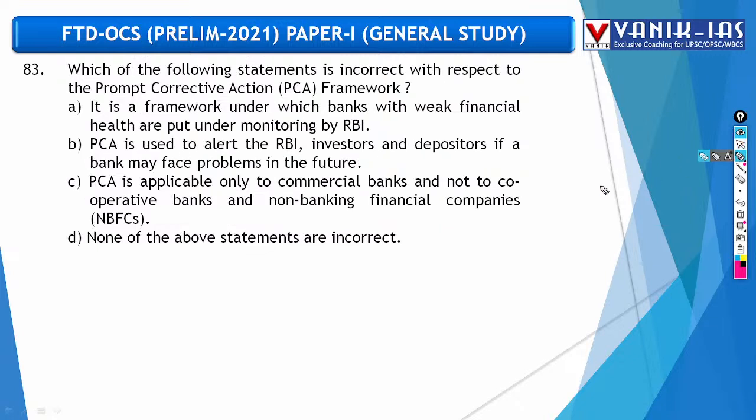Which of the following statements is incorrect with respect to the prompt corrective action framework? PCA is applicable only to commercial banks and not to the cooperative banks. The question is what is incorrect. It is a framework under which banks with weak financial health are put under monitoring by the RBI. For example, if NPA increases, suppose non-performing assets become more than 12%, then the health of the bank is not fine. Then RBI will take the control. PCA is used to alert the RBI, investors, and depositors if a bank may face problems in the future.